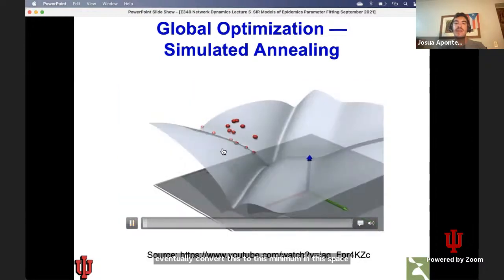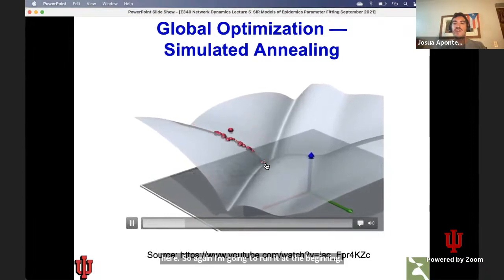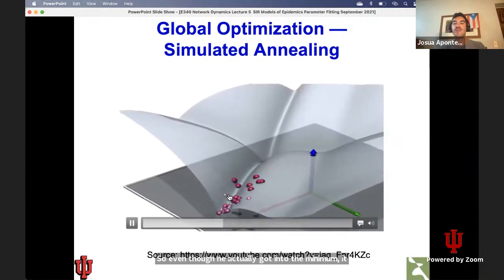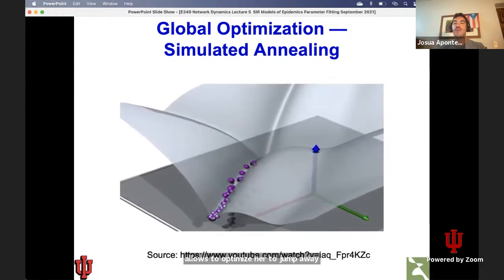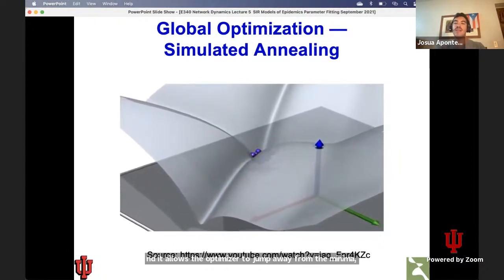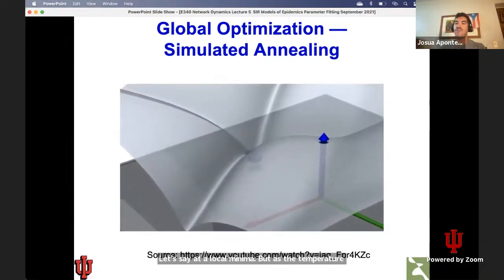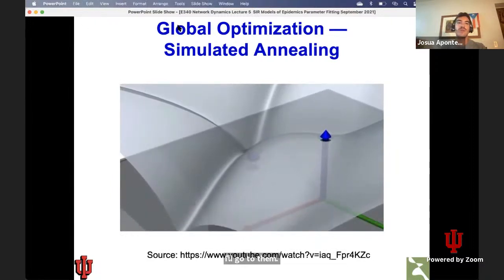So again, I'm going to run it. At the beginning, the temperature is very high. So even though it actually got into the minimum, it moved away because the temperature is still too high, and it allows the optimizer to jump away from the minima, just to make sure that it's not getting stuck at, let's say, a local minima. But as the temperature cools off, the algorithm settles and converges into the global minimum. Okay.